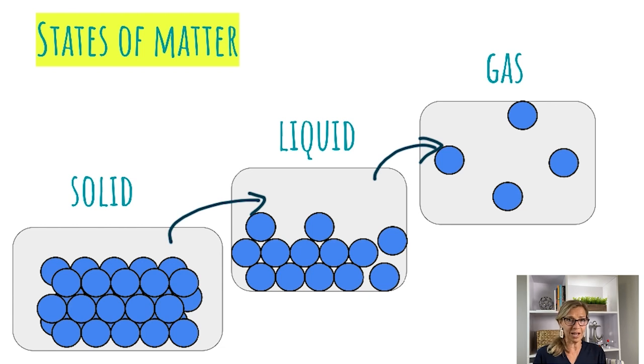You know how to take a solid and add heat and get it to be a liquid, and then add more heat and you could get a gas. So states of matter, that's one of the physical properties of matter.